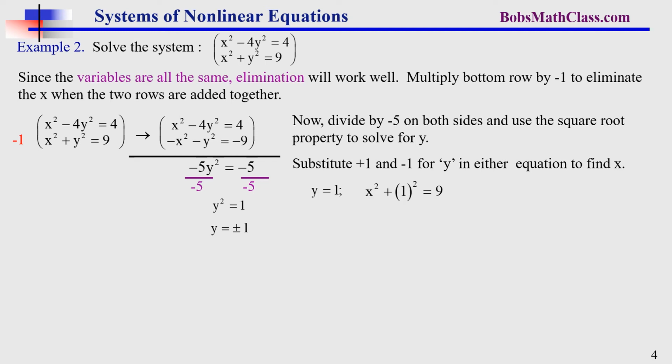Okay, so if we plug in y equals 1, we'll use the bottom row. X squared plus 1 squared equals 9. 1 squared is 1, so that gives you x squared equals 8. And then again, use the square root property. That gives you plus and minus 2 square root 2. Now what if we plug in negative 1 for y? Does it make any difference? No, it will not, because negative 1 squared is still positive 1, and then when you subtract 1 on both sides, you still get 8.